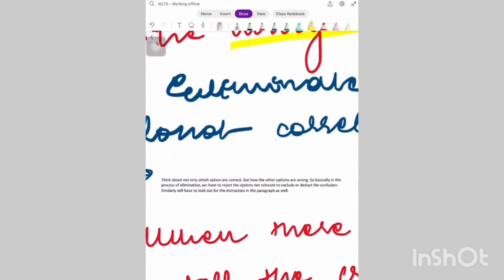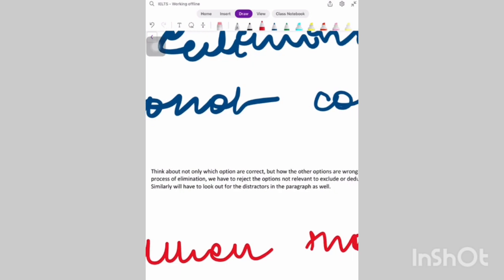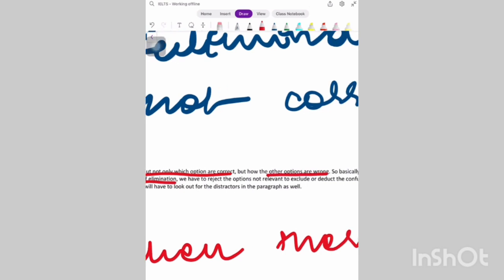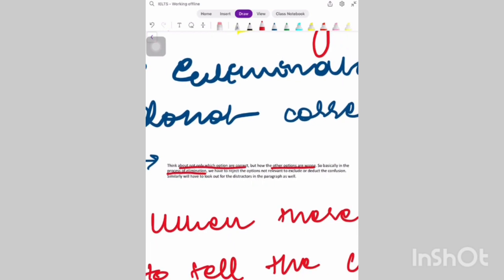So think not only about which options are correct, but how the other options are wrong. You'll have to look at the correct option also, but also eliminate the wrong ones. So this is the process of elimination. Basically, in the process of elimination, we reject the options not relevant, to exclude or deduct the confusions. Similarly, we have to look out for distractors in the paragraph as well.